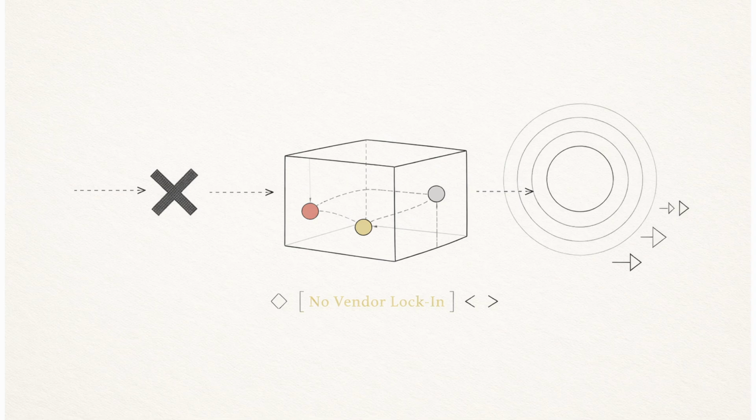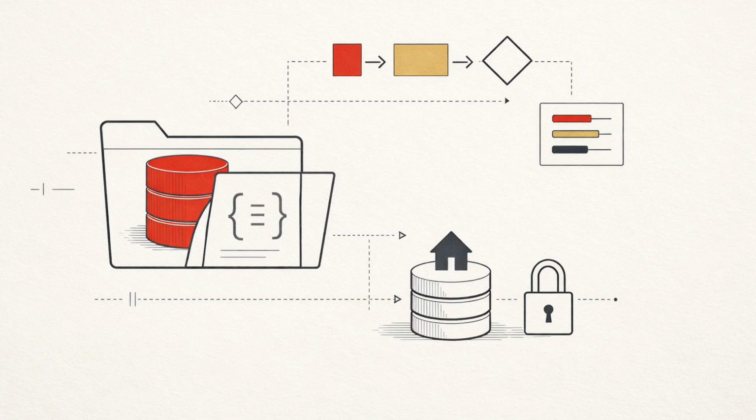So how is it paid for? Well, Quodeq itself is free. You only pay for your AI API calls. And get this, your data is just JSON files on your machine. You own it. End of story.